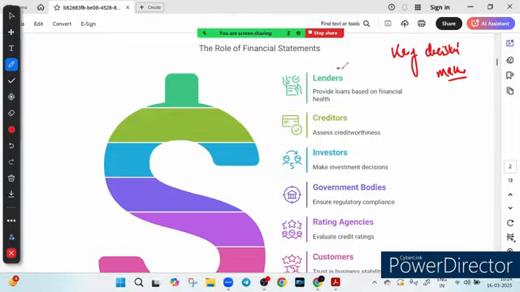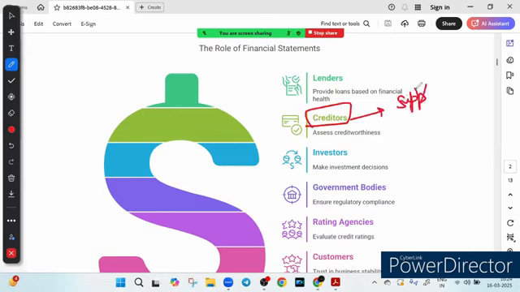The first is lender. Before granting loan, bank and financial institution analyze financial statement to assess the company financial health. Second is called creditor. Creditor is the supplier, creditor is the vendor. They check a company credit worthiness to decide whether to extend credit or demand upfront payment.